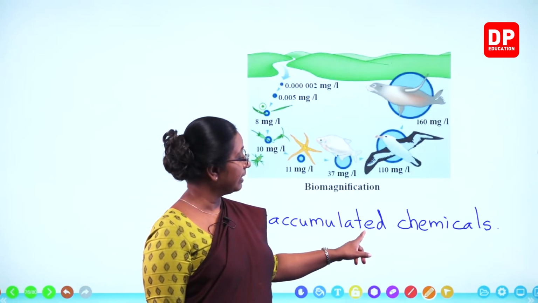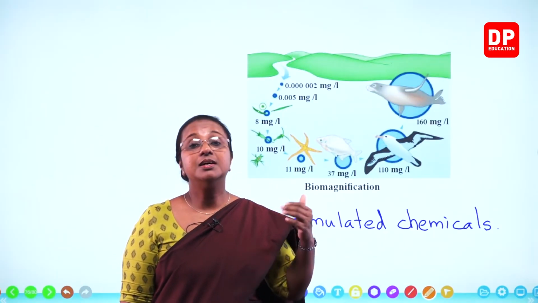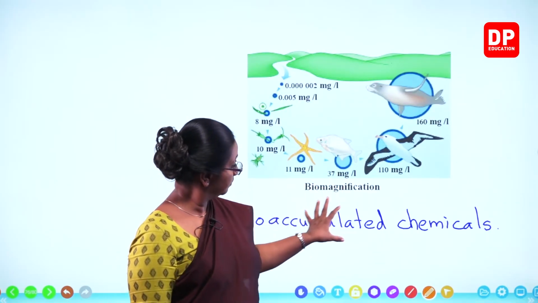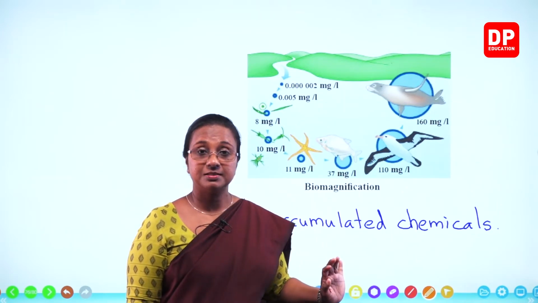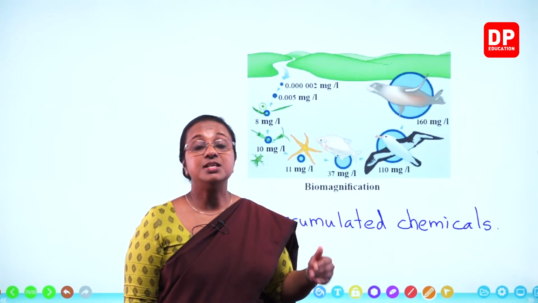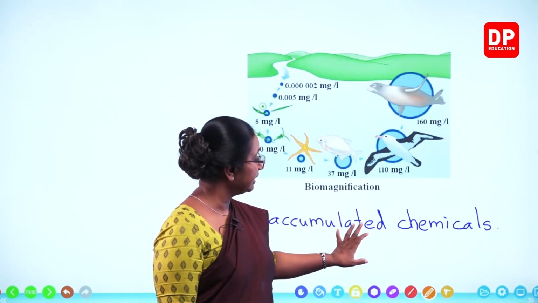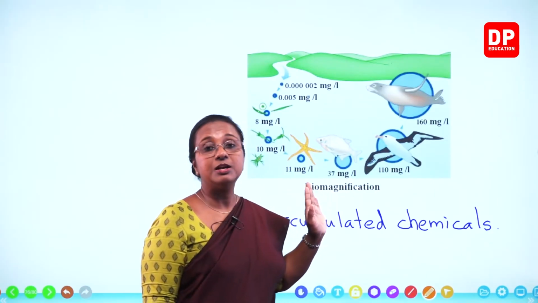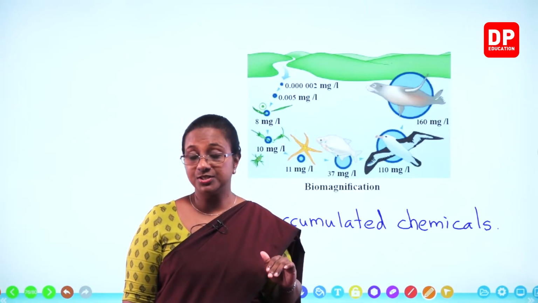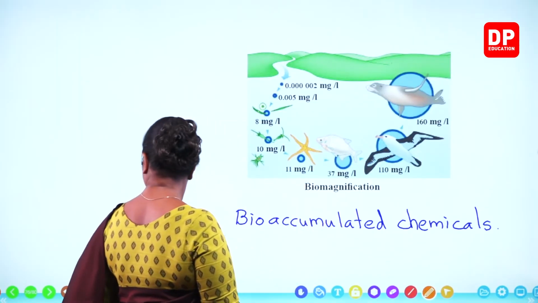So here bioaccumulated chemicals, and as they go above in the trophic levels, the amount of the substance increases. So these are the bioaccumulated chemicals, and within the body they can become active biochemicals as well. That is why they cause harm to the organism. So these bioaccumulated chemicals getting accumulated along the food chain and the amount increasing is known as biomagnification. Is that clear, students? So now if we try to look at the answers.